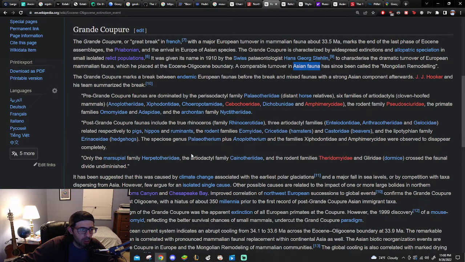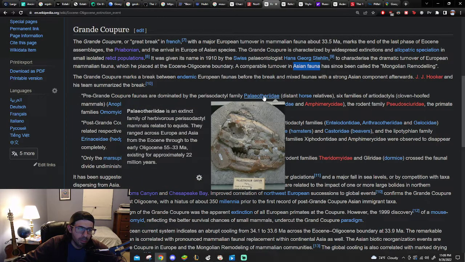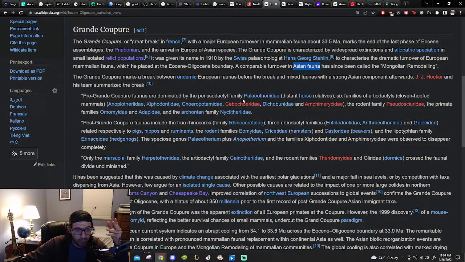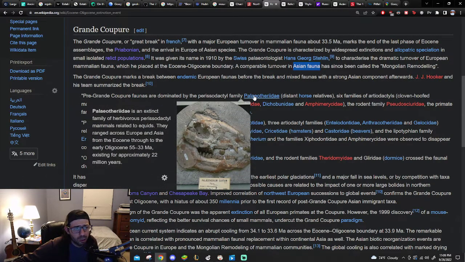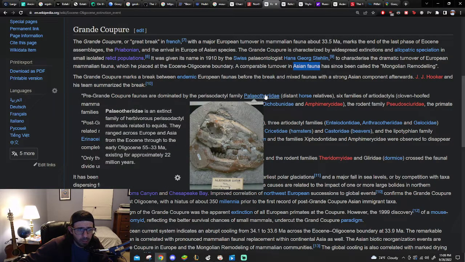Distant horse relatives. Existed for 22 million years. Or how about this? Dying for 22 million years. Like, because the flood was occurring, the majority of everyone died when their region of the planet was getting swept over, and maybe these things mostly died then.